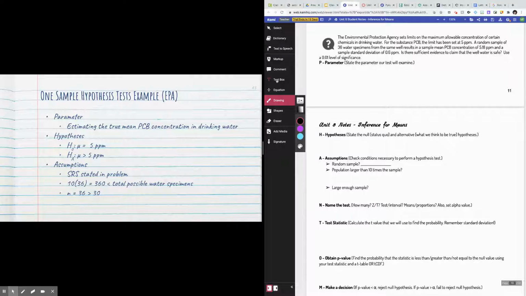All right, so we're going to go through our phantoms procedure. Remember, P stands for parameter. What are we actually trying to determine here? What are we actually examining? So we are estimating the true mean PCB concentration in the drinking water.